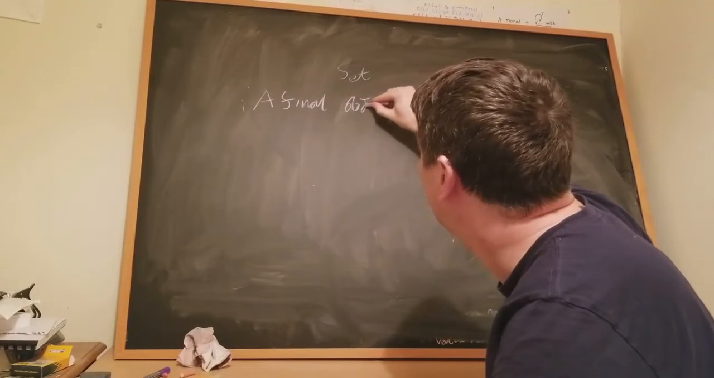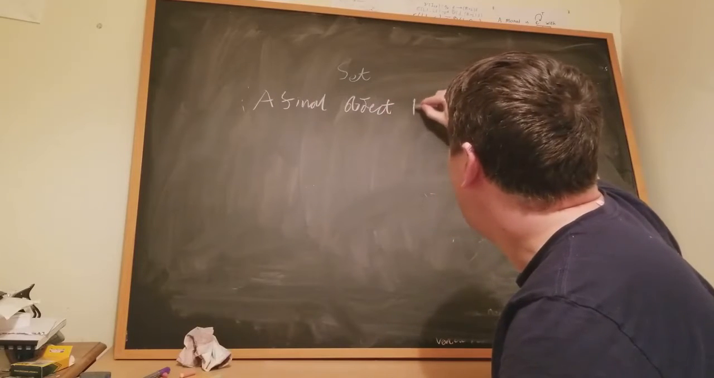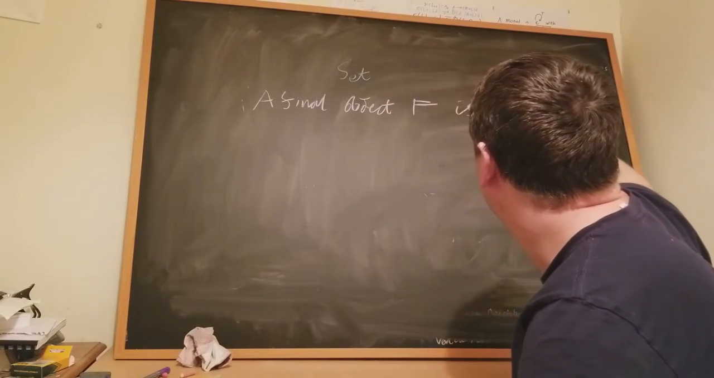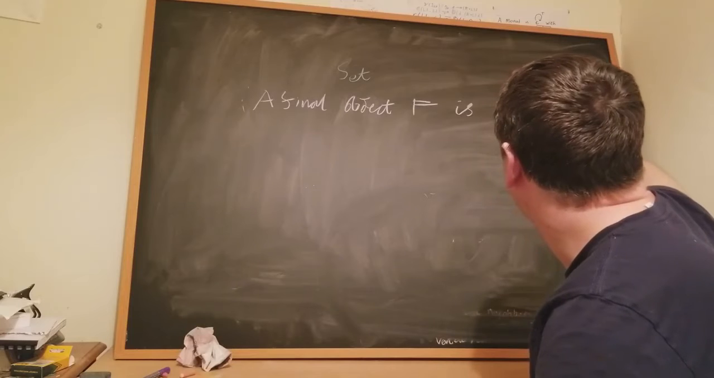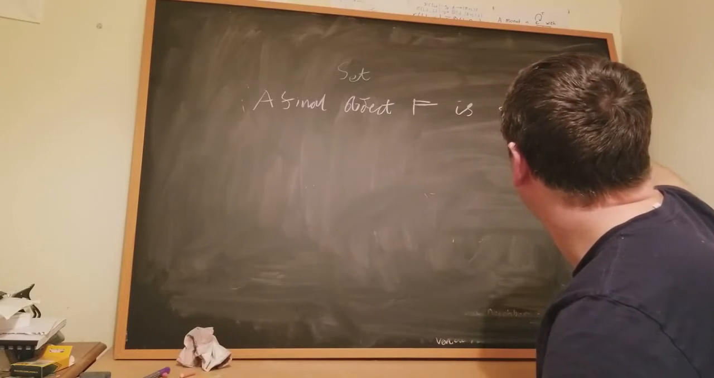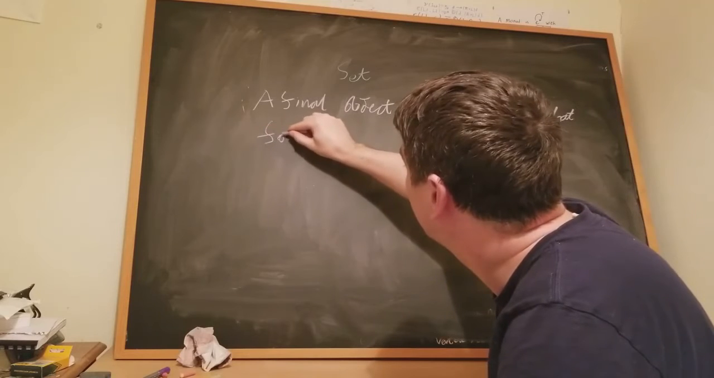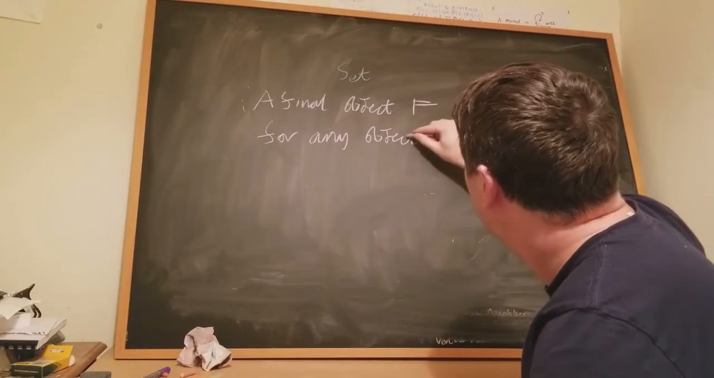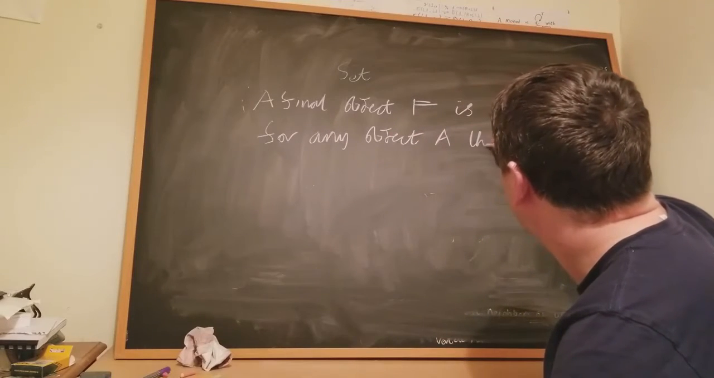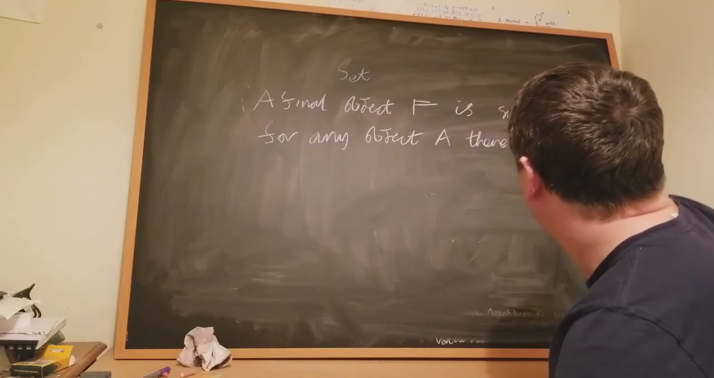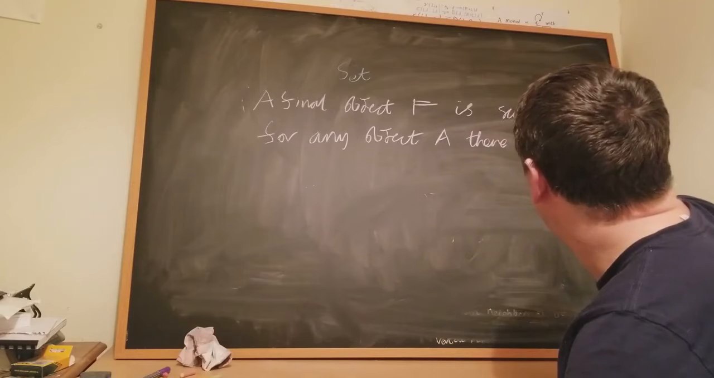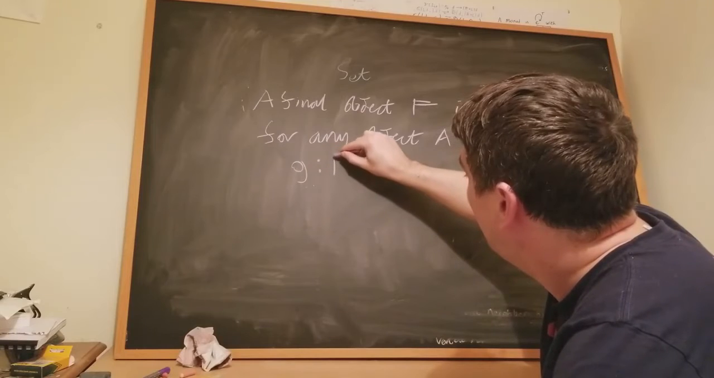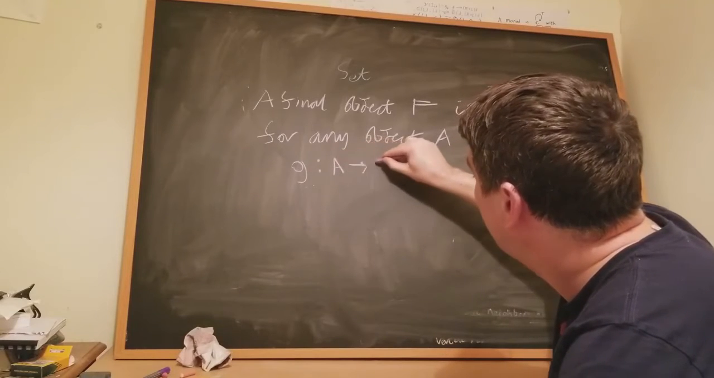So a final object, F, is an object such that for any object A, there's a unique arrow, just one arrow, from this object A to F.